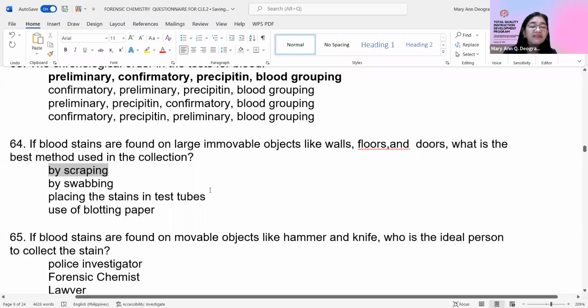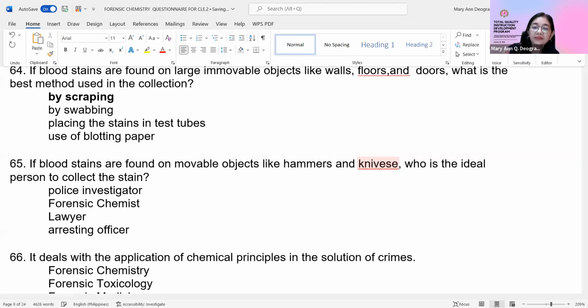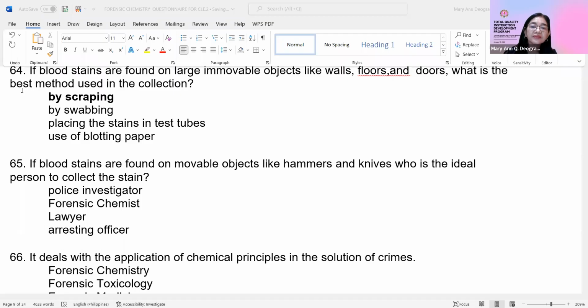If blood stains are found on movable objects like hammers and knives, who is the ideal person to collect the stain? Anong sagot natin dito? Is it the police investigator, forensic chemist, the lawyer, or the arresting officer? It's the forensic chemist, no?